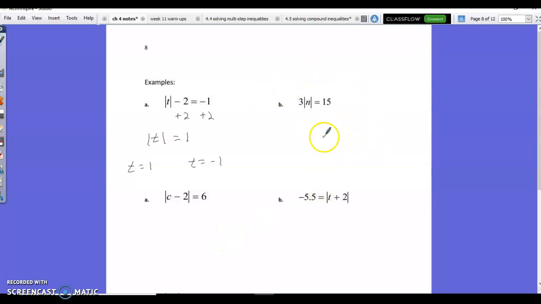In this example, we have a number being multiplied by a single absolute value portion. So just like we would undo any normal equation, like 3x equals 15, you divide by 3, we would divide this by 3 as well.